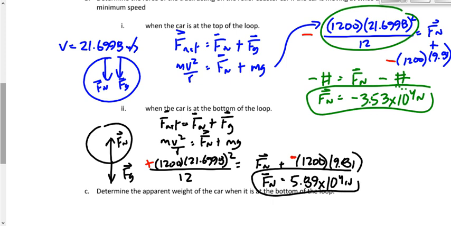It's bigger than the normal force at the top. We would expect that every single time. If we do a question like this 100 times, we would expect the number at the bottom to be bigger than the number at the top 100 times out of 100. It has to be bigger.